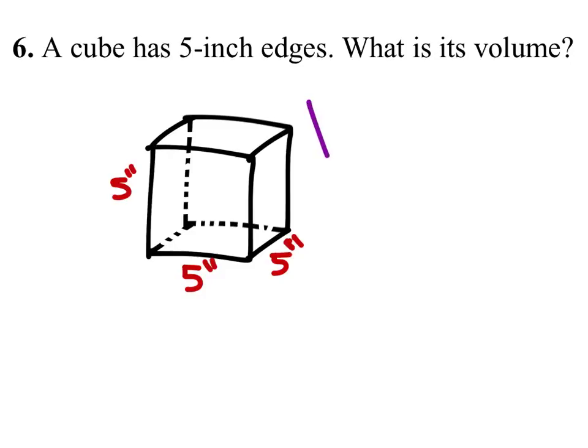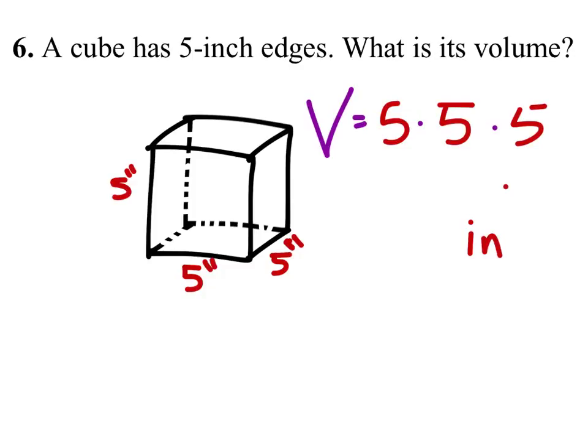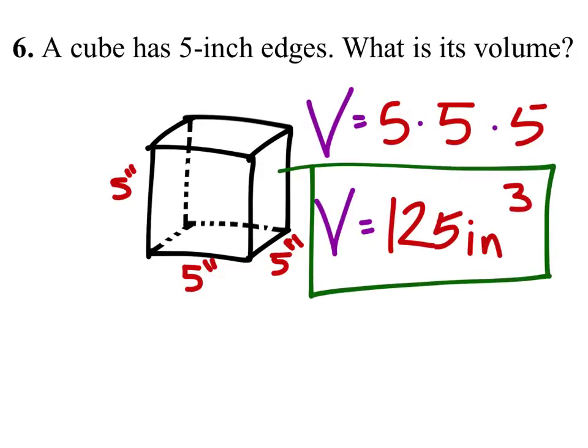So the volume of this thing is still going to be length times width times height, but all of these have the same value, 5. Now whatever we get in this, we're going to be labeling with inches cubed, because volume is 3-dimensional, and 5 times 5 times 5 is 125. So the volume of this would be 125 inches cubed.